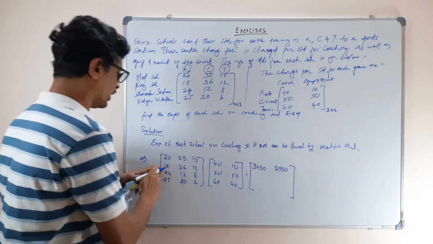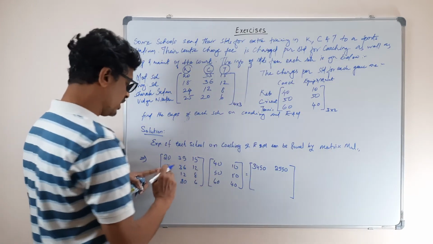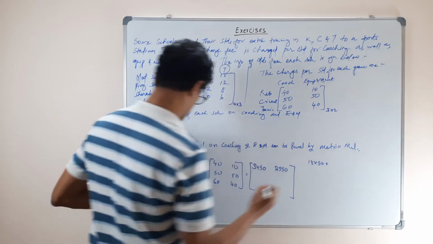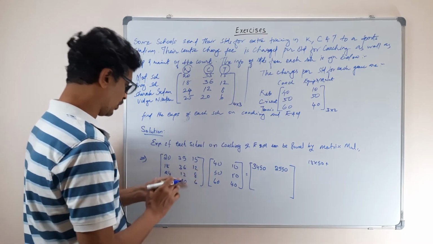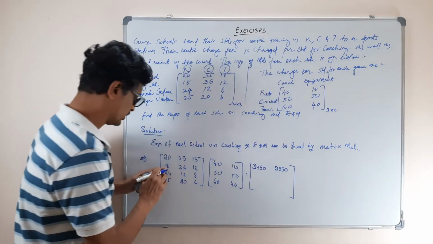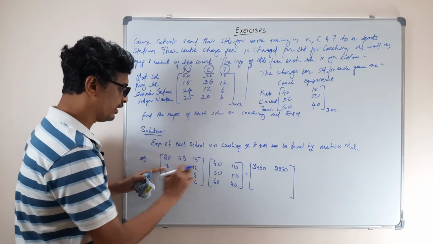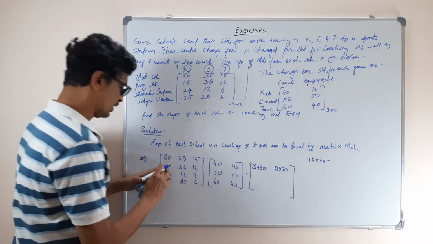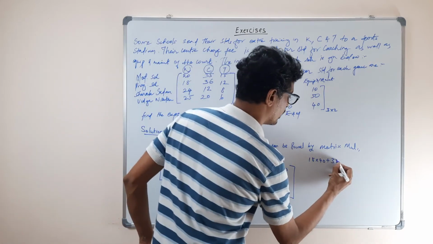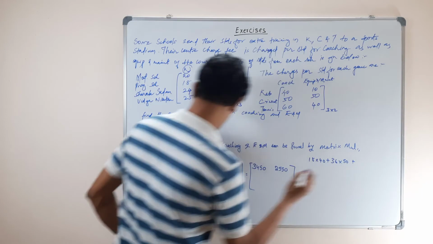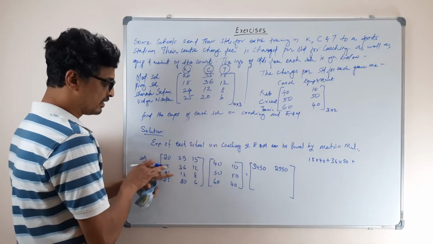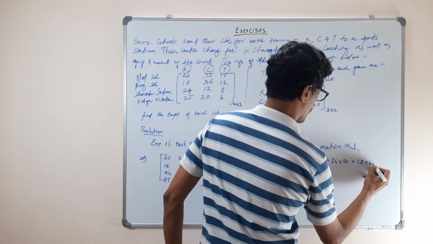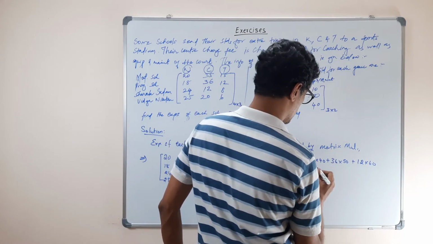Now we have to get the second row, first column. What will it be? 18 into 50 plus 36. Oh, sorry, what am I doing? Oh, second row, first column. 18 into 40 plus 36 into 50 plus 12 into 60, correct? This row and this column. 12 into 60, and tell me, 720. How much is this? 720.